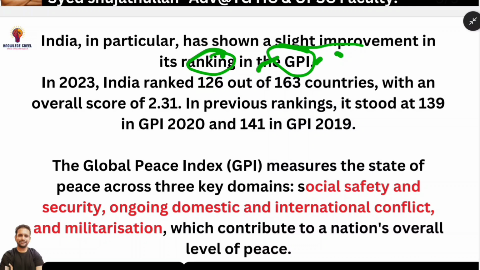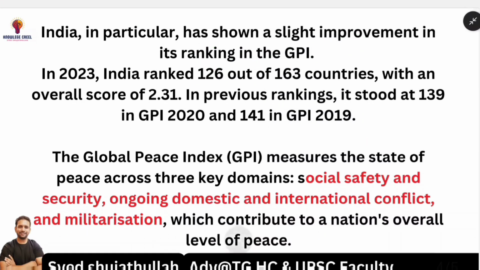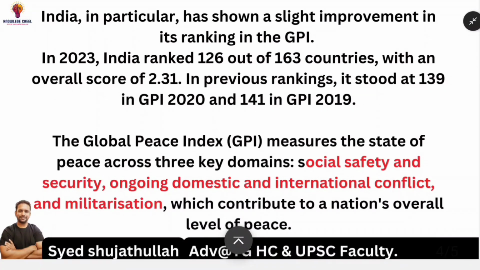So in our third statement, if you remember in your question, I had said that India has declined in ranking, which was a wrong statement. Actually, it has not declined. India has improved its ranking in the Global Peace Index, as given in the report.